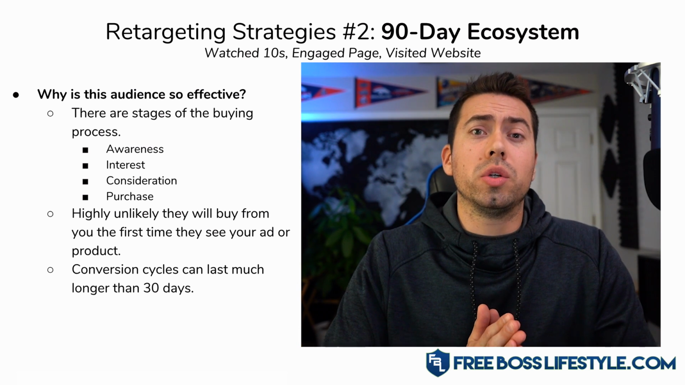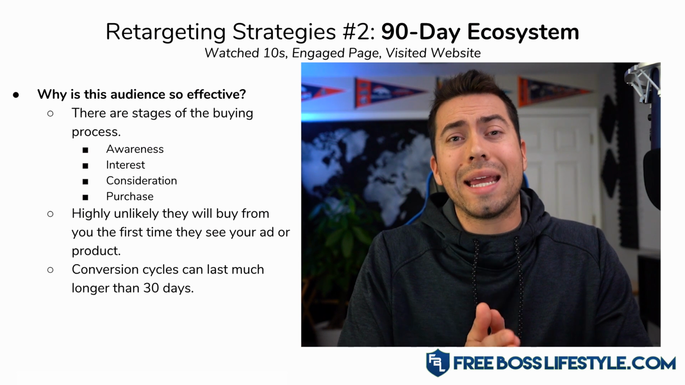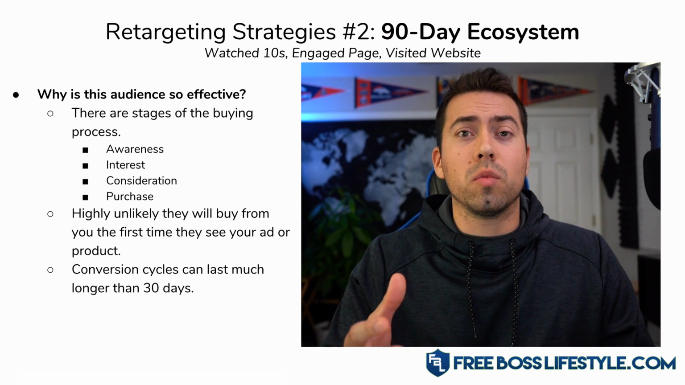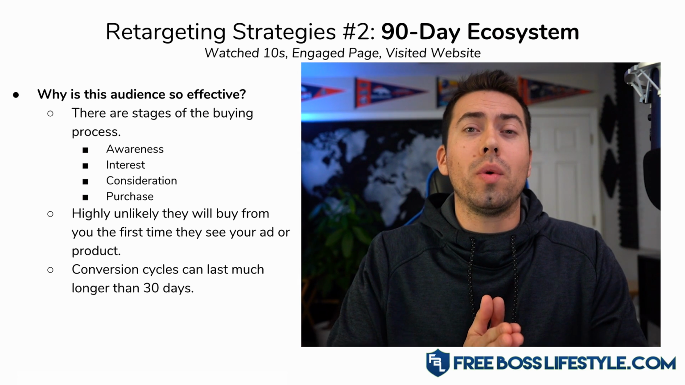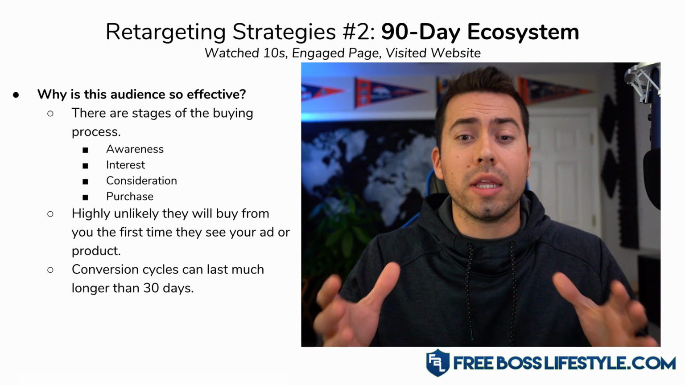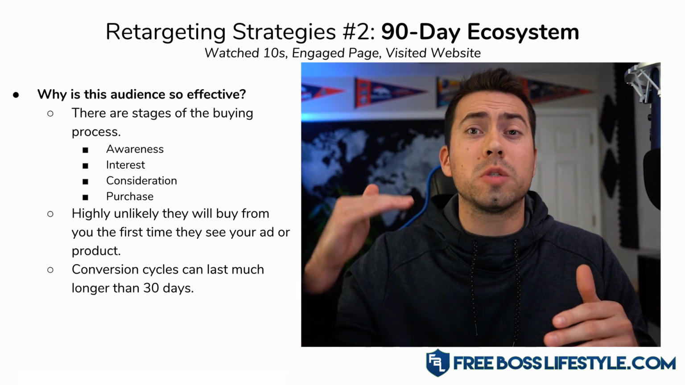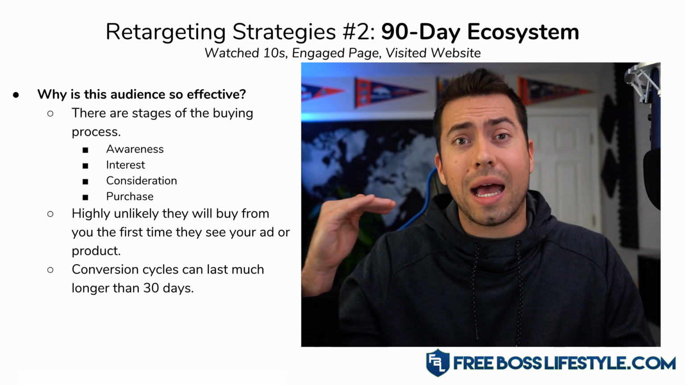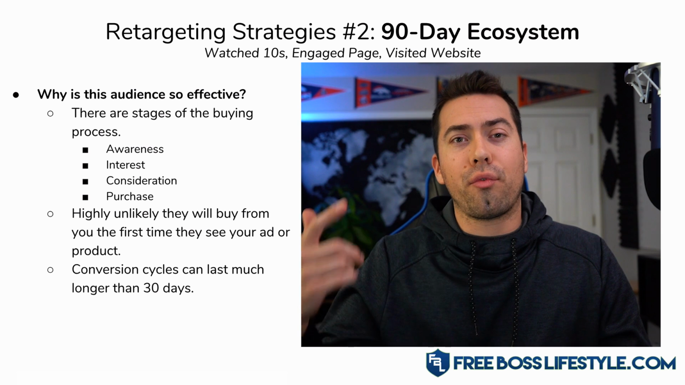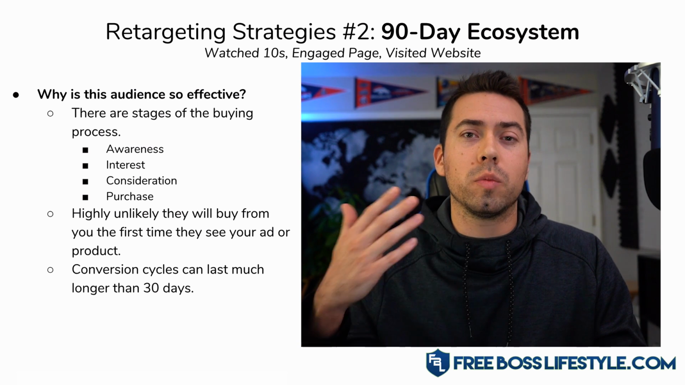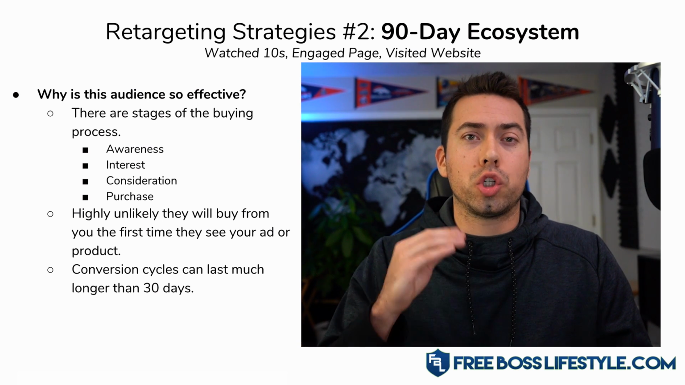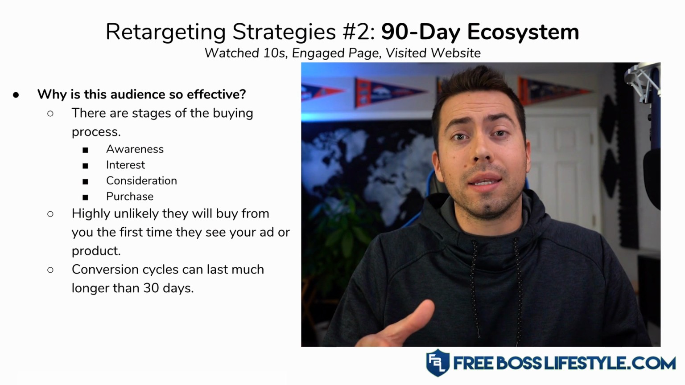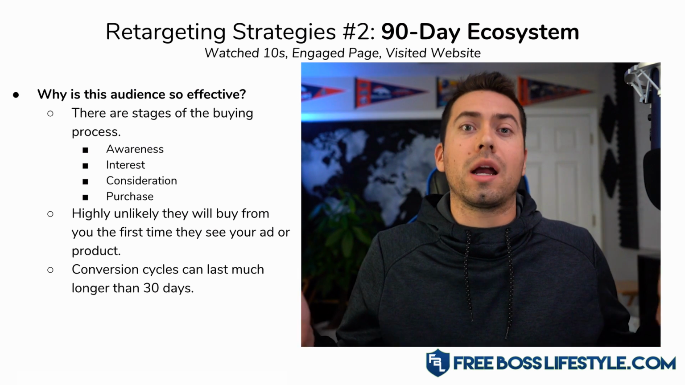So you want to also determine your daily spend when targeting this 90-day ecosystem based on how large it is. If you have like 100,000 people in your 90-day ecosystem, you better be spending some significant money on a daily basis, right? A high spend, because you want to get that frequency up. You want to be hitting them multiple times a day. You don't want to just show up once with a low $5 or $10 a day daily spend when your ecosystem is like 100,000 people.